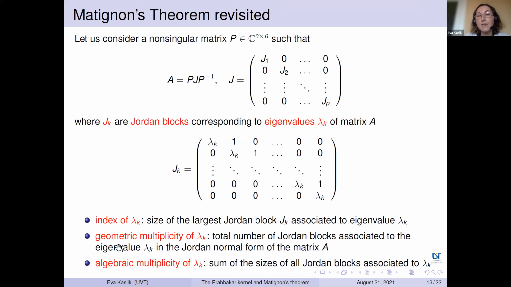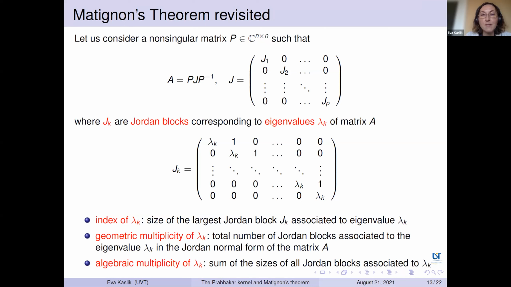And this means that if the geometric multiplicity of an eigenvalue is equal to 1, as stated in the original Matignon's theorem, it means that we will have only one Jordan block associated to that particular eigenvalue, but it doesn't say anything about the dimension of that block. And finally, I have also included here, just for completeness, the definition of algebraic multiplicity, which is obviously the sum of the sizes of all Jordan blocks associated to that particular eigenvalue.